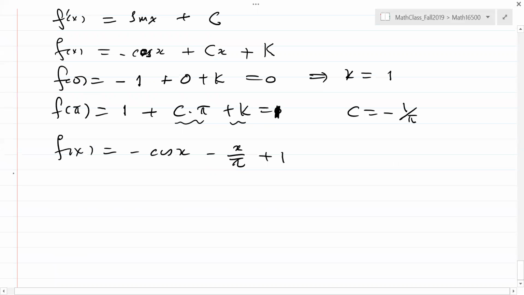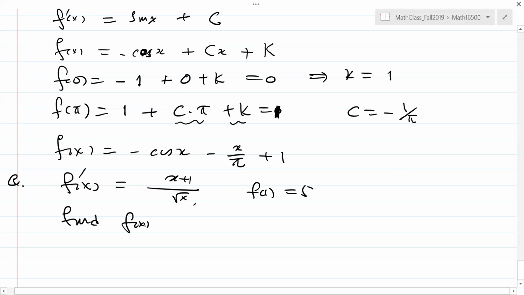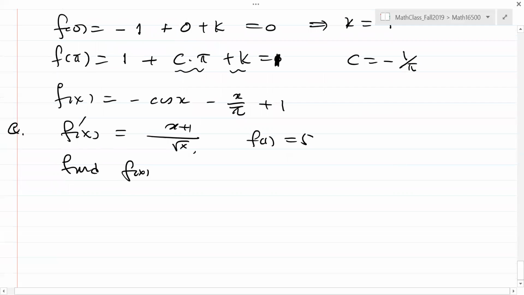Now you have to try this next problem. The first derivative is going to be (x plus 1) over square root of x. And I also know that f of 1 equals 5. Find this function f of x. This is a differential equation. You know the derivative and the value, and you find the original function. Okay, please do this problem. Problem number 34.